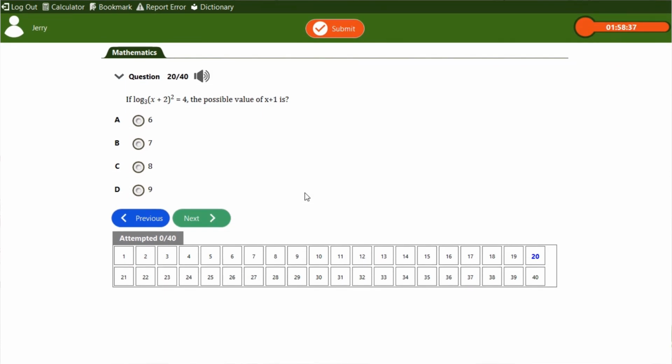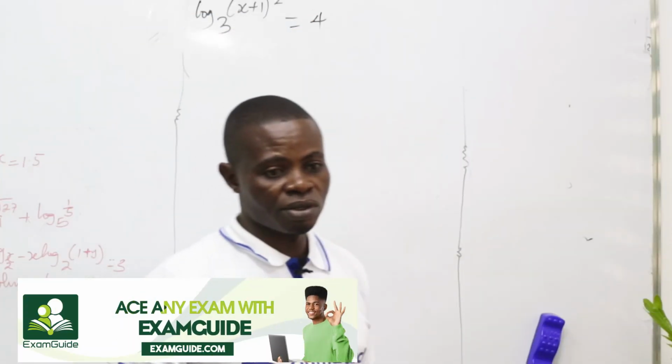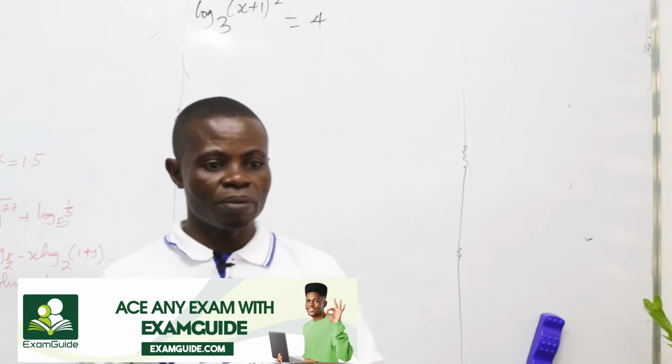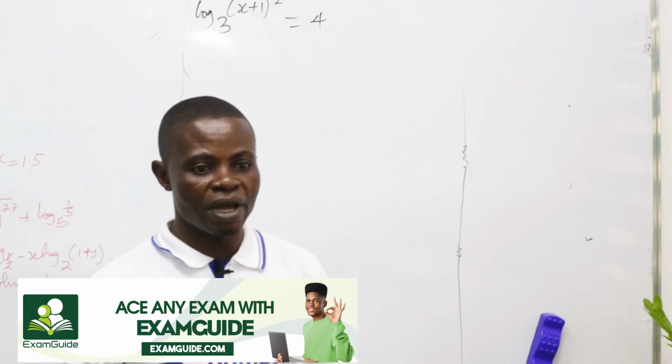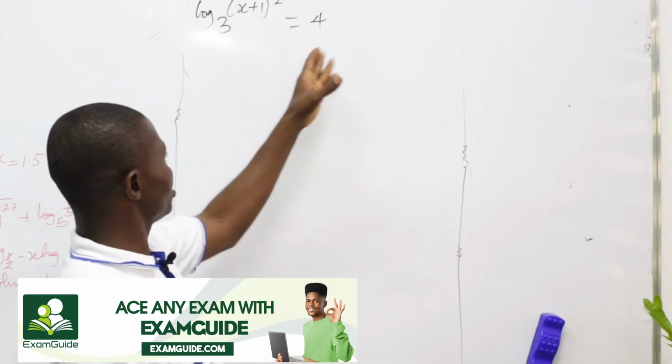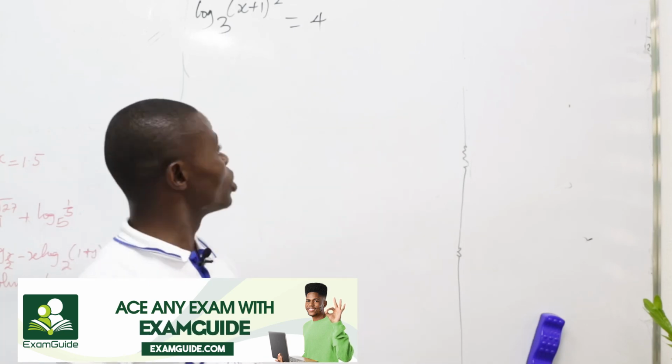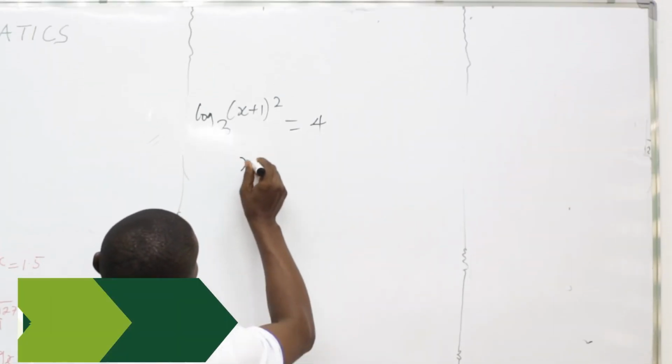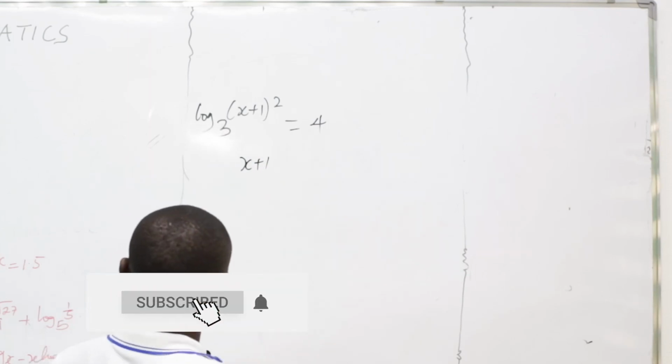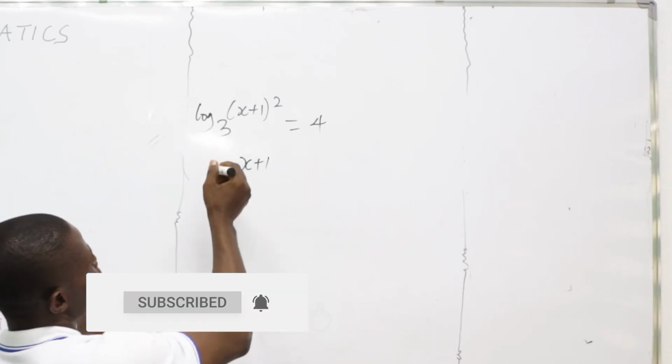Let's take more questions from the Exam Guide, 2020 Mode 2. So this is the question. The positive values of x, x plus 1. That's the interest for this question. We want to know the value of who? X plus 1.